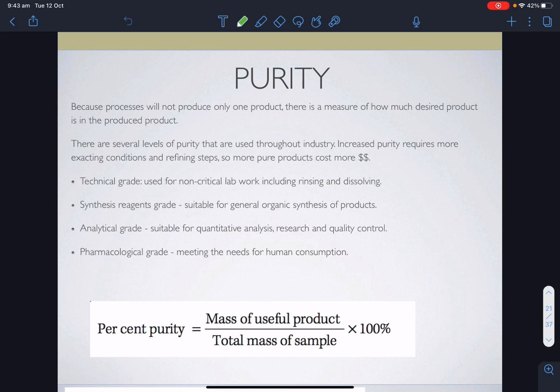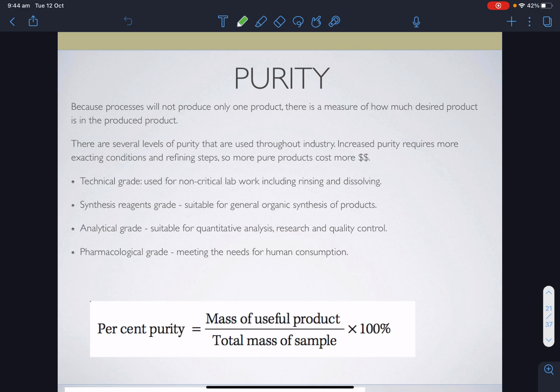Because some of these synthesis processes don't produce only one product, you have to do some refining and separation techniques to get your desired product. And you can't completely remove everything else. So we talk about the purity of something that we were trying to make. You can also buy reagents in different purities, and you need different purities for different types of experiments.